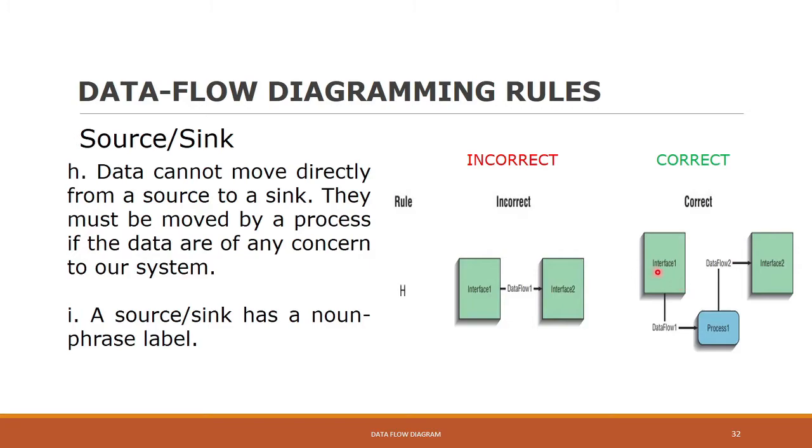So here's the source. You have your source here. Then, of course, it will be processed first. Then it will go to your destination, your sink. So that's the rules under source and sink. So a source or sink must be moved by a process.